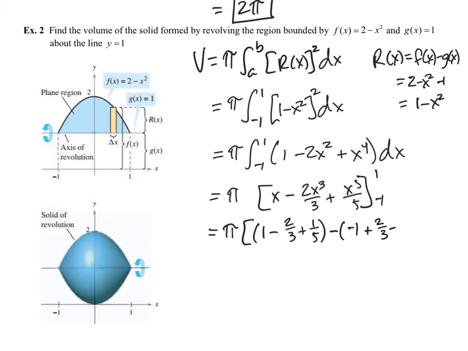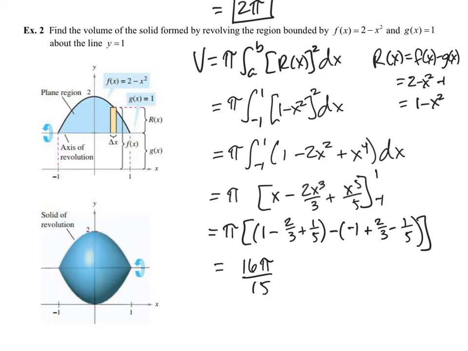And then minus 1/5, because -1 to the 5th would be 5. Okay, so now we just have a bunch of arithmetic to do. I'm not going to take time in this video to do that. I can let you do that on your own, but when you're all done, your answer should be 16 pi over 15.